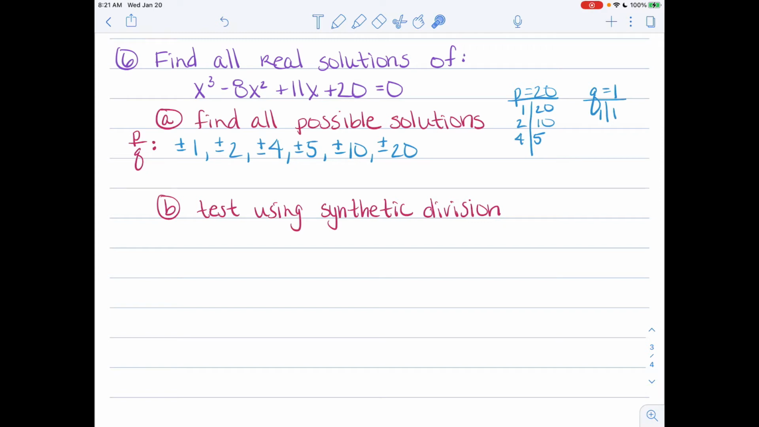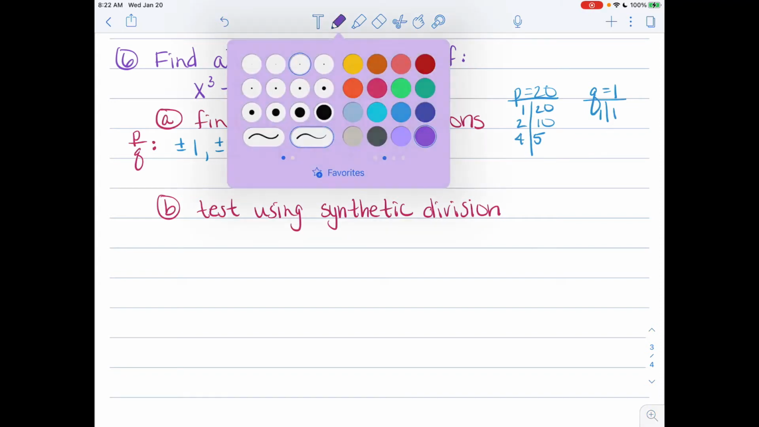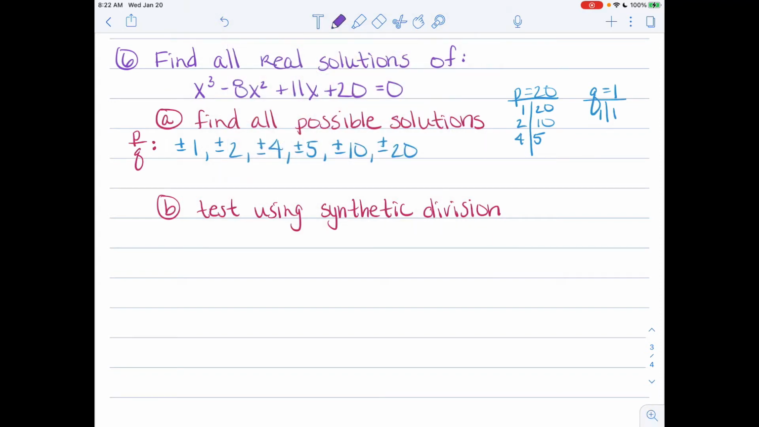Now, in order to figure out which one actually is a solution, I need to test these. And the way I'm going to test is with synthetic division. Because remember, if we get a remainder of 0, then we know that we've found a factor. So let's just start at the beginning. I'm going to start with x equals 1. And so I'm going to try and divide my polynomial by the factor of x minus 1. Remember that it's the opposite.